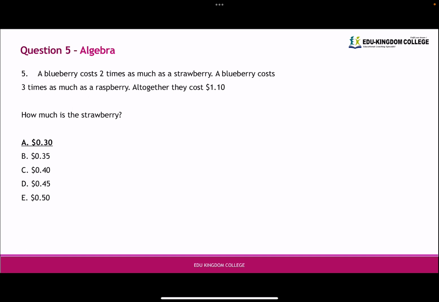Question 5, a blueberry costs 2 times as much as a strawberry, so B equals 2S, and a blueberry costs 3 times as much as a raspberry. Altogether they cost $1.10, so blueberry plus strawberry plus raspberry equals 110. Now a strawberry is half a blueberry, so B over 2, and a raspberry is a third of a blueberry, so B over 3, and those added together equals $1.10. Now I'm going to make a common denominator. The lowest common multiple is 6, so this denominator is going to become 6.